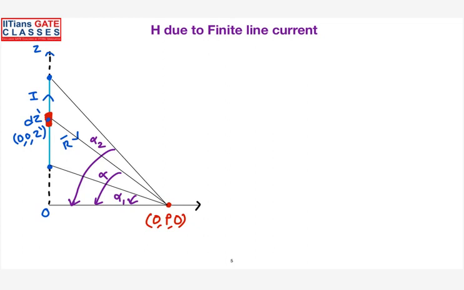So what does Biot-Savart's law say right now? The differential magnetic field due to a small current element is given as, you can see here, I dl is nothing but dz prime. So this differential length I have considered here as dz prime, cross product with the radial direction, that is ar cap, divided by 4 pi r square.